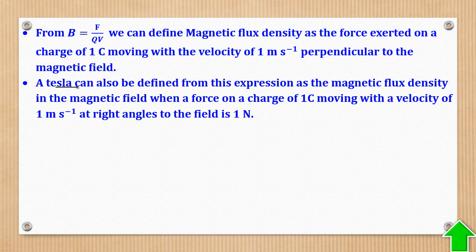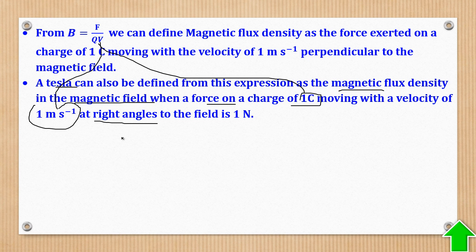It says a Tesla can be defined from this expression as the magnetic flux density in the magnetic field when a force on a charge of 1 coulomb, see that, moving with a velocity of 1 meter per second, that V is covered, at right angles, so the 90 is covered, to the field is 1 Newton. So 1 Newton has been catered for. So that becomes a Tesla, because when this is 1, this is 1, this is 1, then B should also be 1.